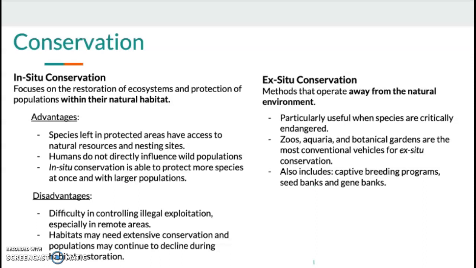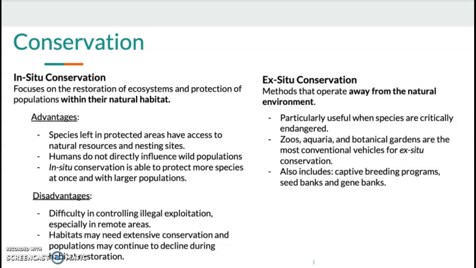It's difficult to control illegal activities happening, especially if it's in a remote area. You can post a sign and put a fence up and tell people to keep out, but people are still able to go into that area. If habitats need extensive conservation, the populations might still go down while we're trying to restore that habitat.